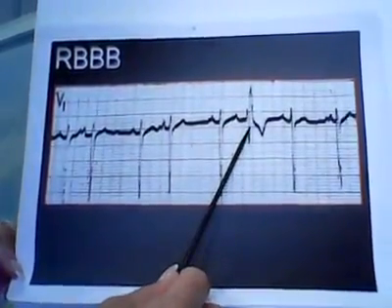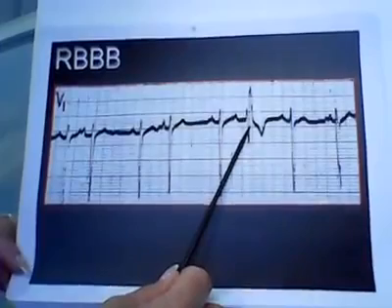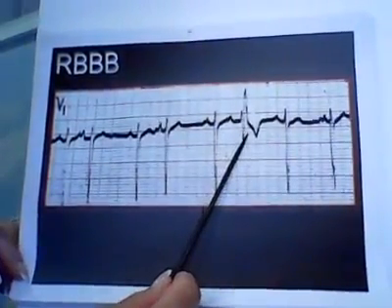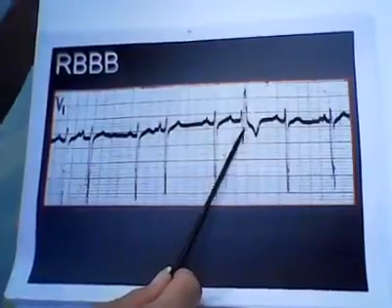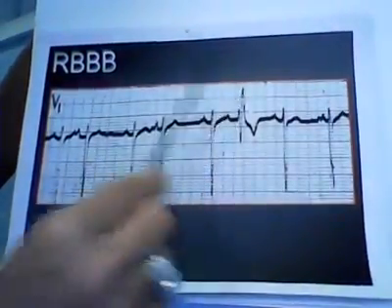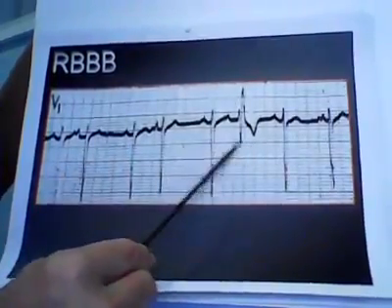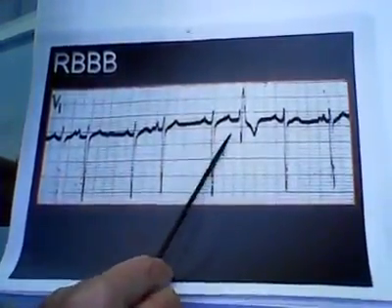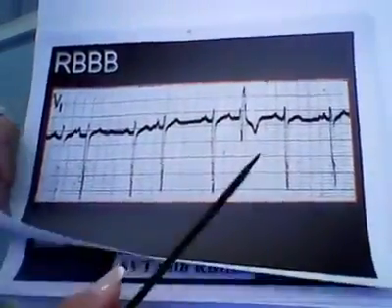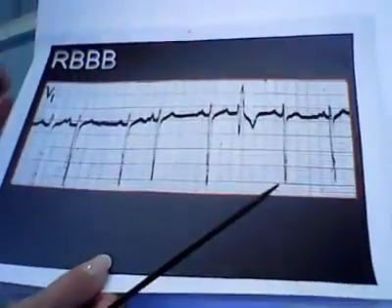Some people say, oh, we had a PVC. No, he didn't. He had an aberrantly conducted beat that got aberrantly conducted because the right bundle was tired. How do I know? We have a little r followed by a big R. This is an aberrantly conducted beat that got aberrantly conducted because the right bundle was tired. He has a pulse, no need to worry. This is atrial bigeminy.